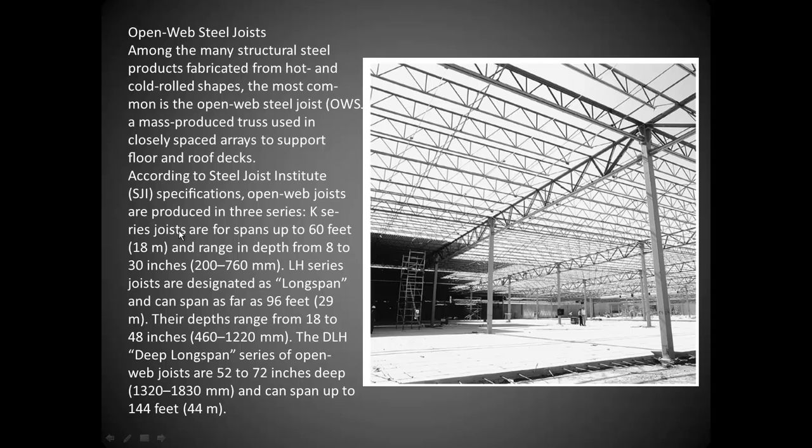We have a K-series joist for spans up to 60 feet. We have an LH series designated as long span, and it can span up to 96 feet. And then we have DLH, or deep long span joist, which can actually span up to 144 feet. So some of these open web steel joists can be used on very large buildings, and depending on their spacing, be spanning quite long distances.